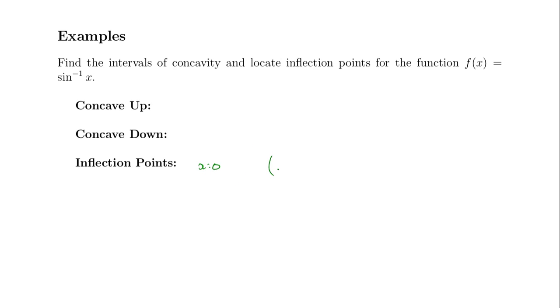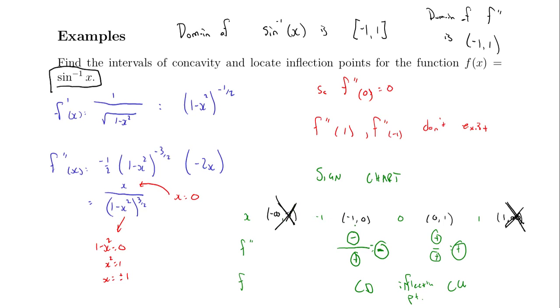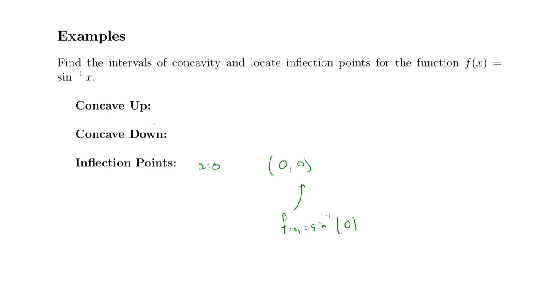If you wanted to find the actual point, it ends up being (0, 0) in this case because your f of 0, your y value, is just sine inverse of 0, which is 0. Cool. Our intervals: from -1 to 0, it's concave down, and from 0 to 1, it's concave up.